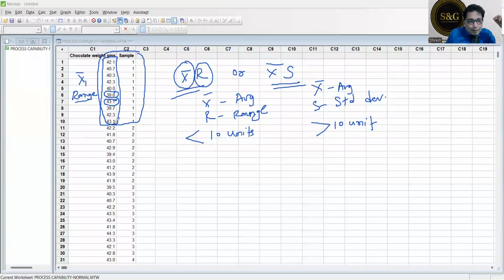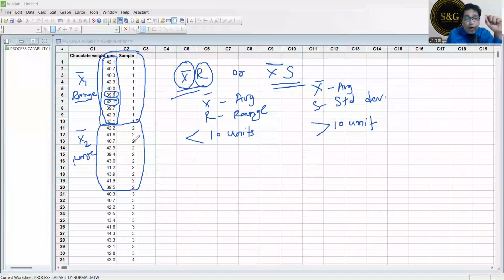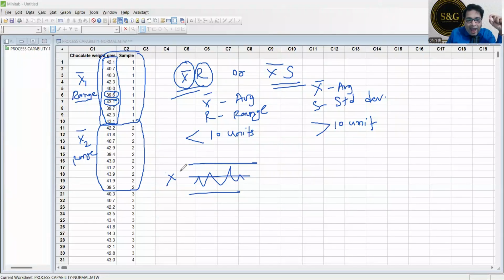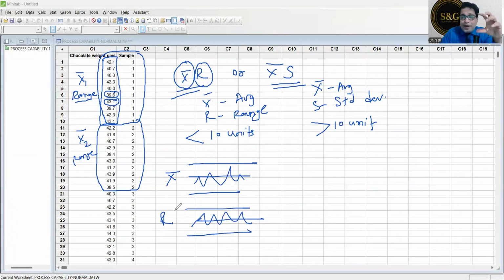Same goes with the second sample. It will calculate the average of the second sample and the range of the second sample. So actually we are plotting two graphs here. The first graph is for the average graph and the second graph is for the range graph. Okay, so that's why it is called X bar and R chart.